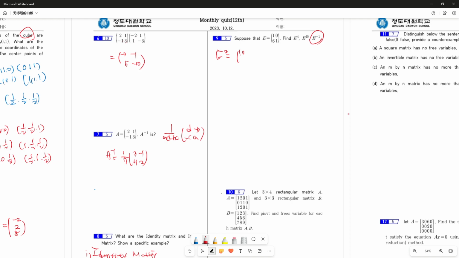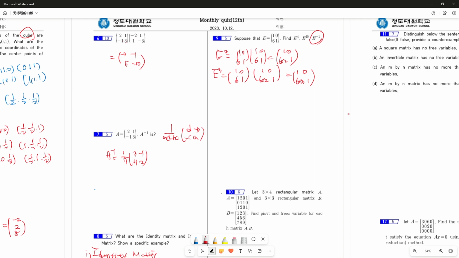So e square equals 1 0 6 1 times 1 0 6 1, which equals 1 0 and 6 times 2 and 1. Okay, e cubed equals 1 0 6 1 times 1 0 6 times 2 1. So you can find that e cubed equals 1 0 6 times 3 1.